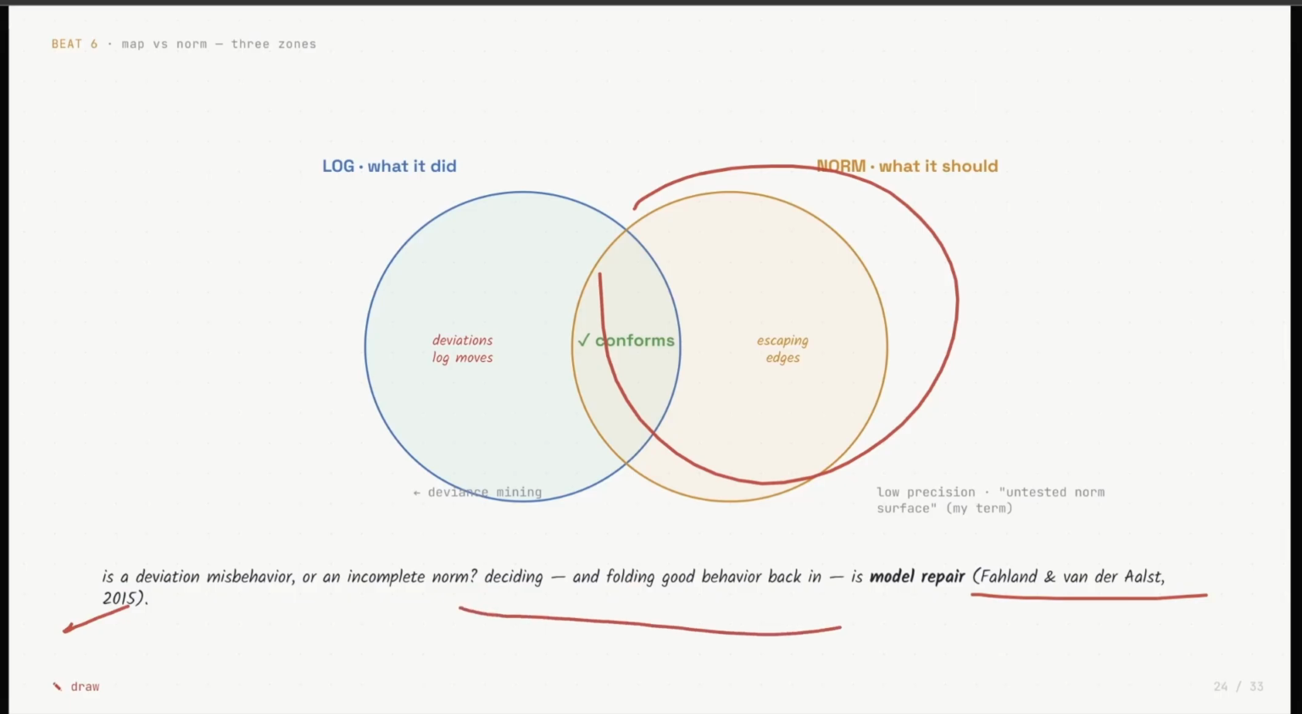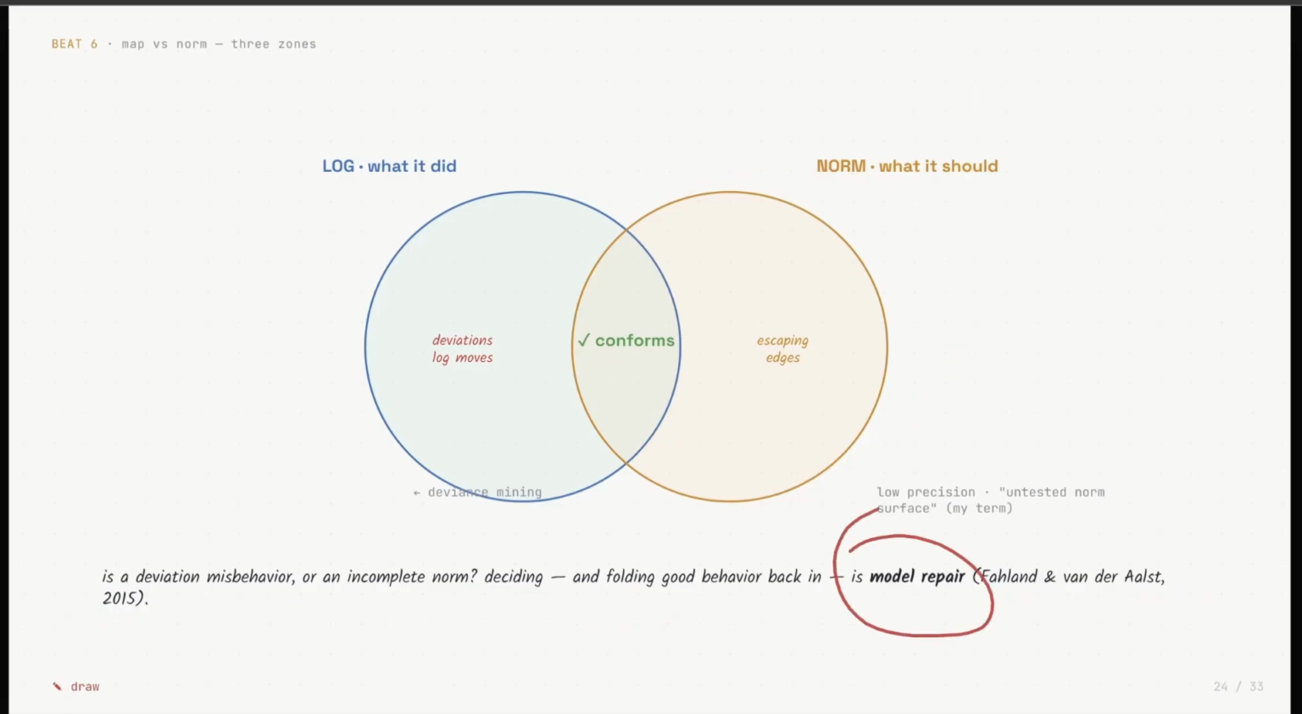Deciding and folding good behavior back is model repair. So this notion of model repair is also very important. We will talk about this later on.